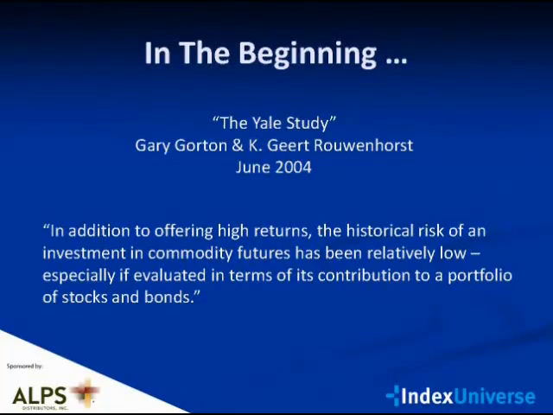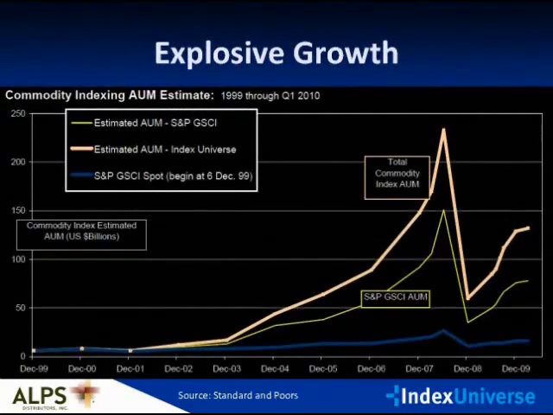And that's what led to the quote that's on the screen, that in addition to offering high returns, the historical risk of investment commodity futures is relatively low. And that's kind of magic words for a large institution. And that would have been enough on its own. But the study also pointed out that their hypothetical commodities index actually demonstrated negative correlations to both stocks and bonds, while showing a positive correlation to inflation. So this seemed like secret sauce for a lot of investors.